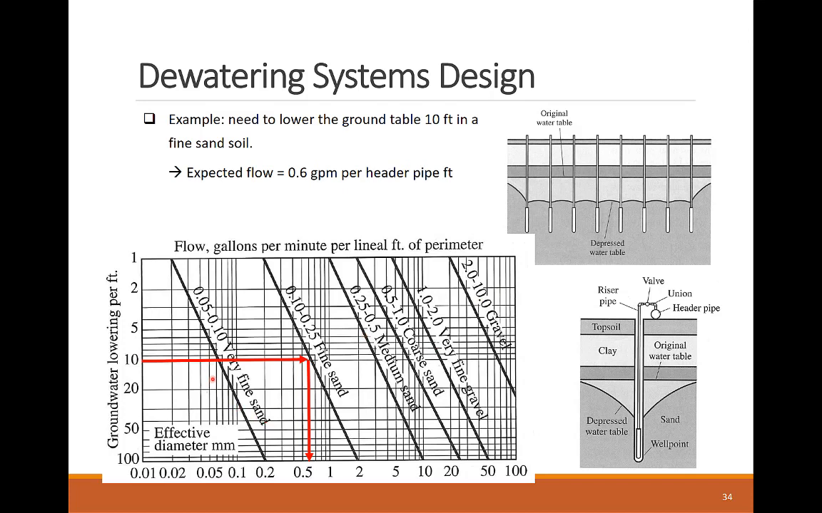Here is an example of how to use the figure. Consider the need for lowering the water table by 10 feet in fine sand soil. By using the chart, we can conclude that the pumping rate will be 0.6 gallons per minute per each header pipe.